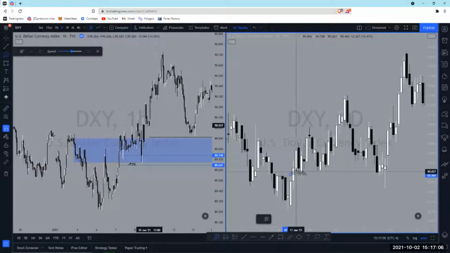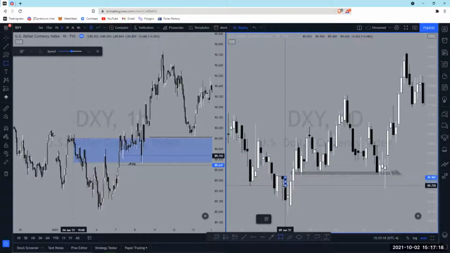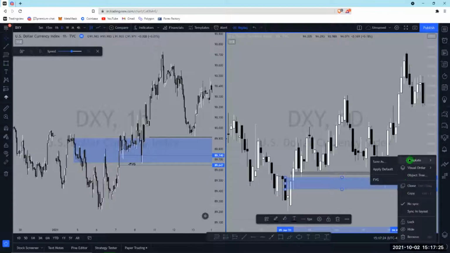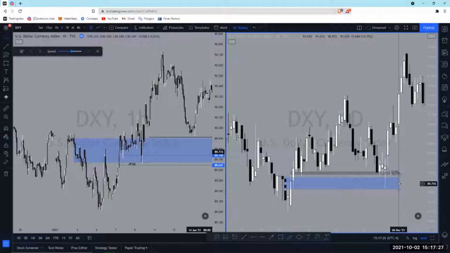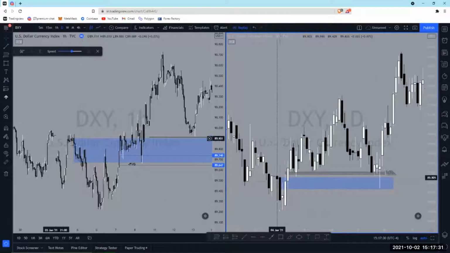Okay, so here's your fair value gap. Let me extend that out in time because fair value gaps will be revisited. And then we have the opening to the 50% of our order block, our daily order block. And as you can see, that's what this blue shaded box is here.